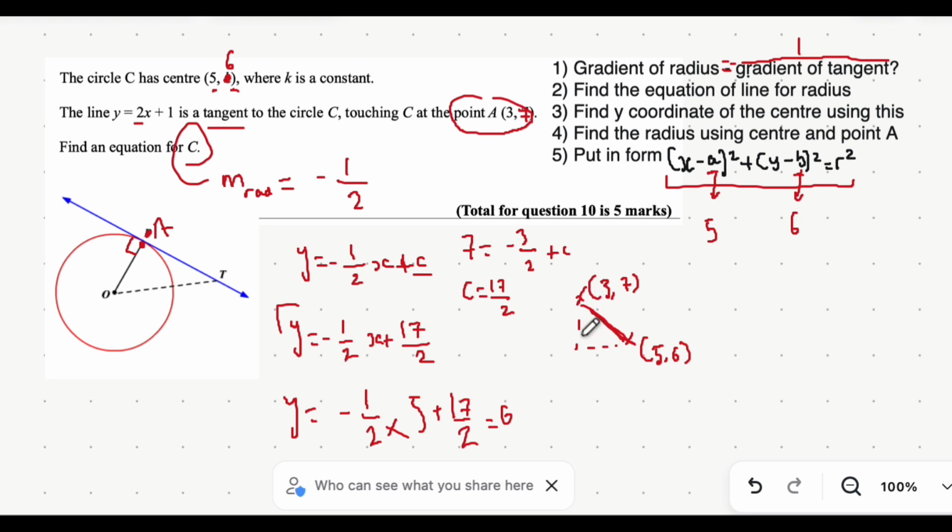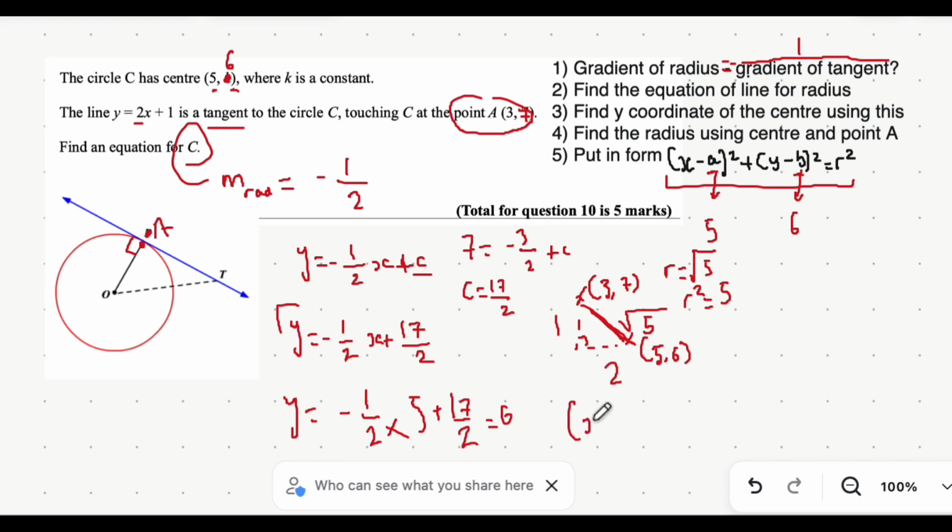You can form a right angle triangle just like I did here. The difference in x coordinates is 2, the difference in y coordinates is 1. Using Pythagoras, the square root of 1 squared plus 2 squared is square root 5. I just skipped a few steps here. I'm assuming you know how to do Pythagoras if you clicked on such a difficult question. Now if the radius is root 5, that would mean that r squared is just 5. And now we can put into this final equation.